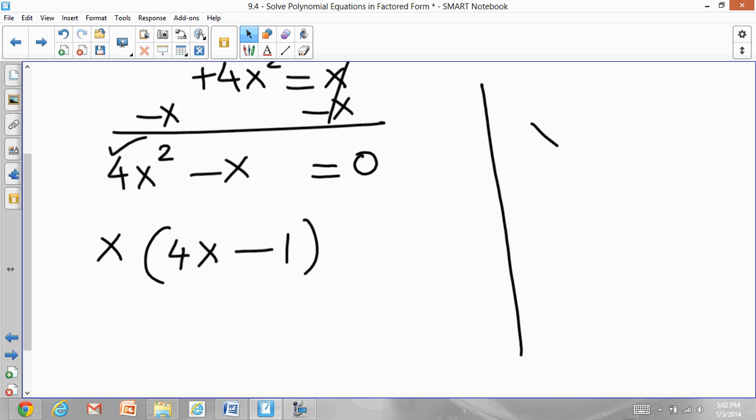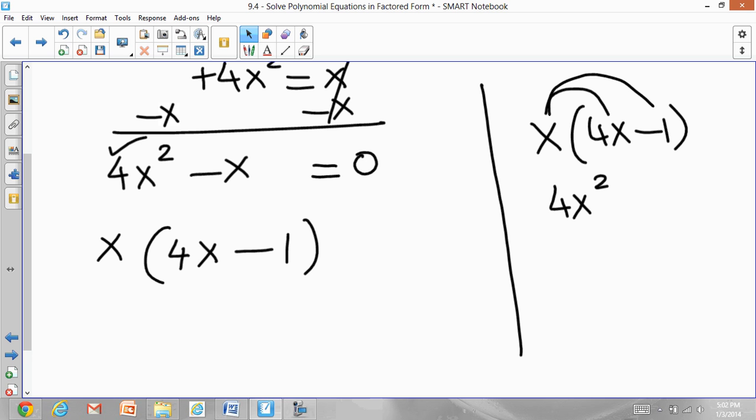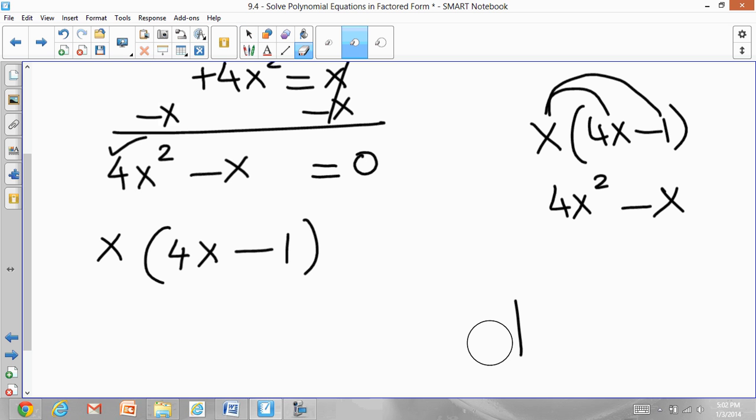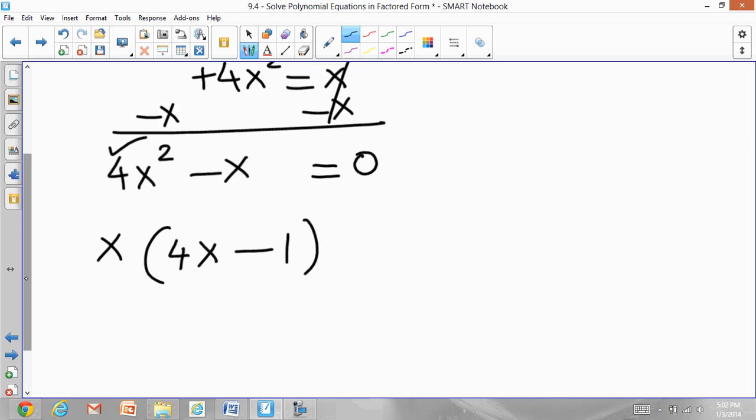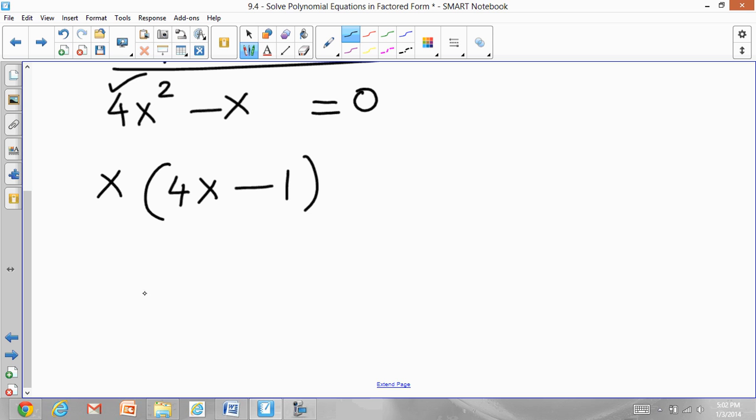Watch this. So x, 4x minus 1. If you decide to do the distributive property, this becomes 4x squared. x times x is x squared. And minus x times 1 is x, which is this 4x squared minus x. So basically, after you factor, if you try and do the distributive property, you should get this back again. So that is one way to check and see whether you are on the right track. So the next step is you need to find the solutions. You need to find the roots or solve. They all mean the same.